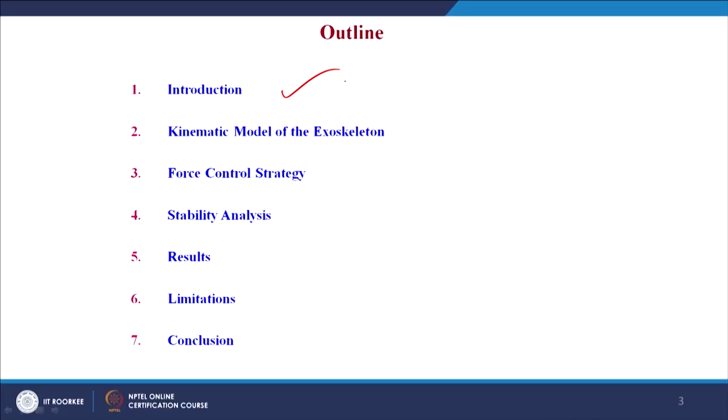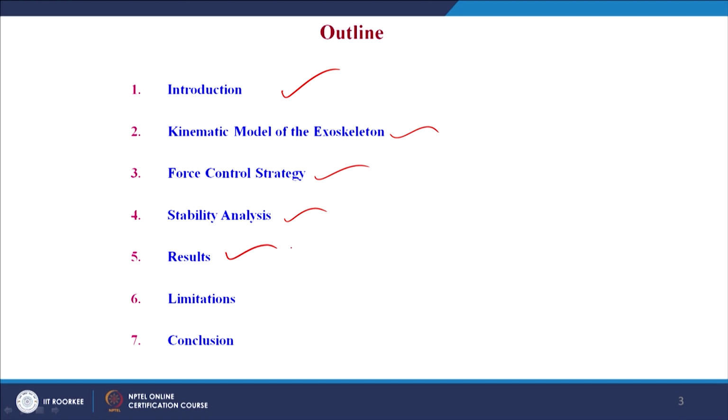Good morning. Today we see the lecture on the force control of an index finger exoskeleton. The organization of today's lecture will be as follows. First we see the introduction to force control of manipulators. Then we see the kinematic model of the proposed index finger exoskeleton. Then we see the proposed force control strategy. Then we see the stability analysis based on Lyapunov.